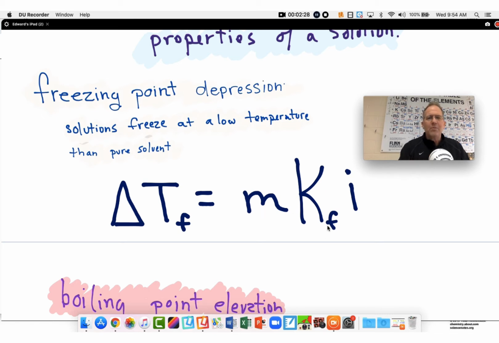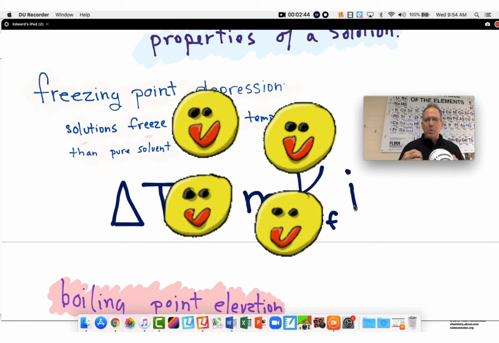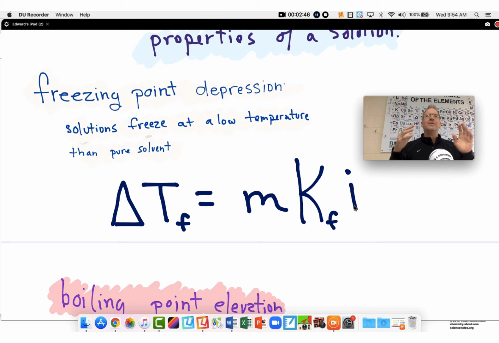Times Kf, which is a constant depending on the solvent we're using. In our case, we're going to use water. And then times i. i is the ions, because remember, ionic compounds dissociate. So if it's a compound that has 2 or 3 or 4 ions, the effect of those particles in the water is going to change that temperature.